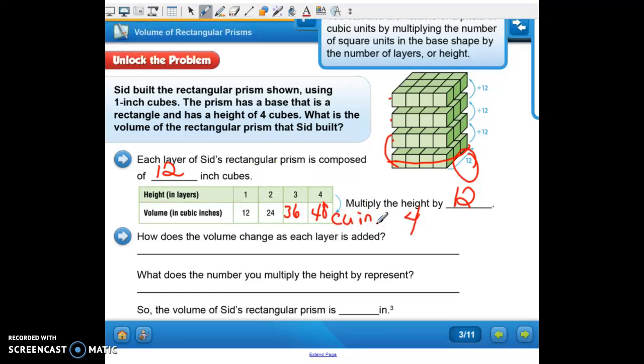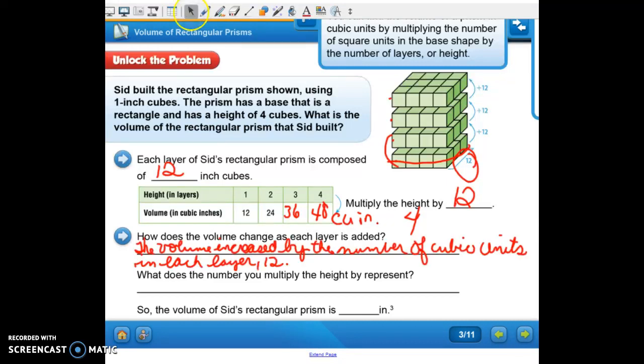inches. How does the volume change as each layer is added? What did we add each time? What's our pattern? 12. Yes, the volume increased by the number of cubic units in each layer. So every time that they stacked a new layer of blocks, they were adding 12 cubic units. Just like in your chart. The bottom layer was 12. We added another layer of 12, which made it go to 24. Then another layer, so now we had 3 layers of 12.